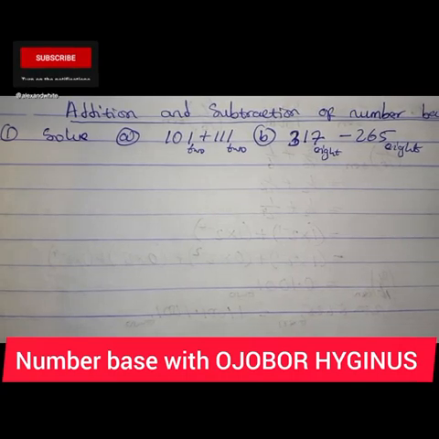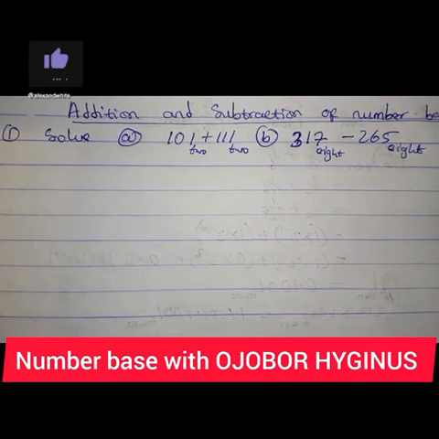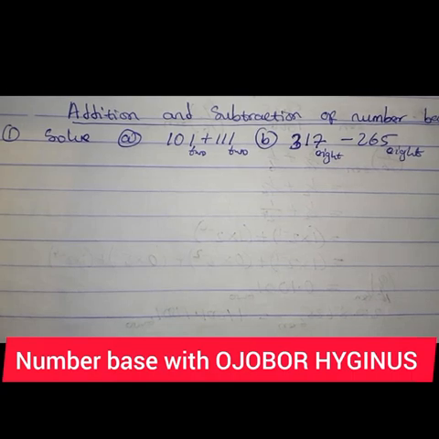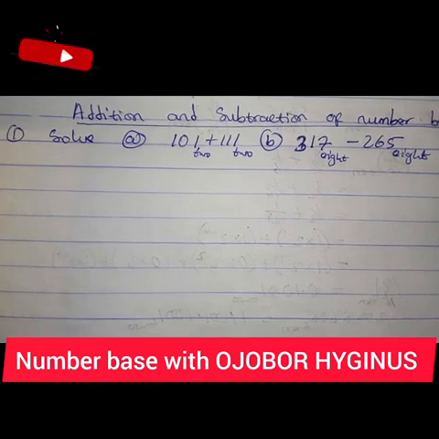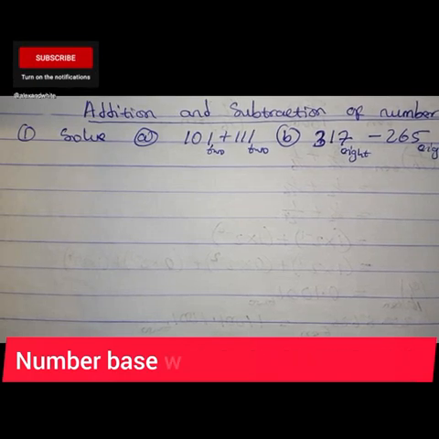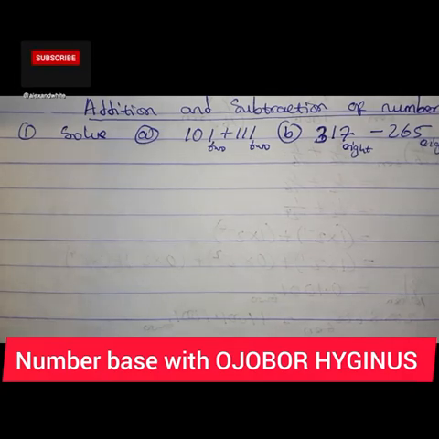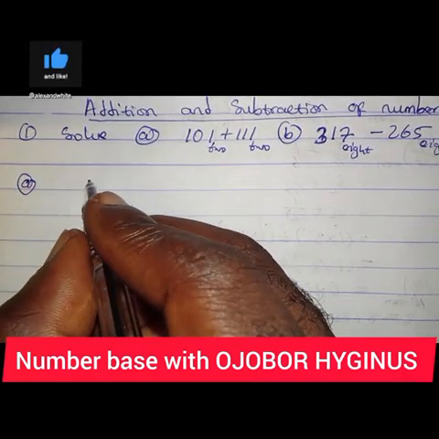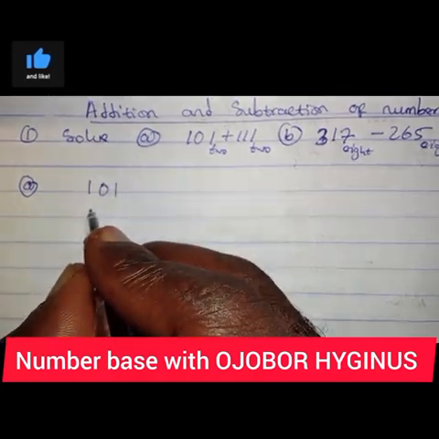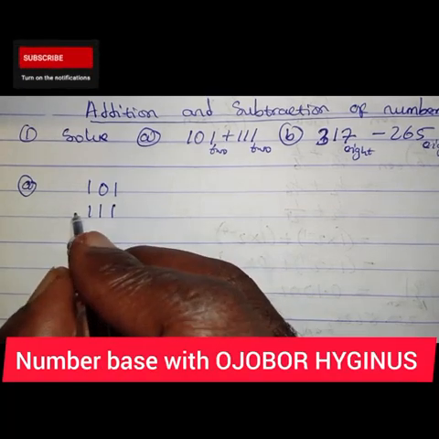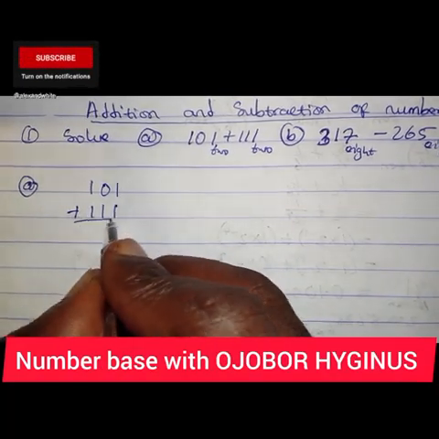Now, the process of addition and subtraction of number bases is done in a similar way as when dealing with a base 10 calculation. The only difference is that we consider the place values with respect to the base. So if we are to solve this particular question, 101 plus 111, we place them in order. This is addition in base 2.